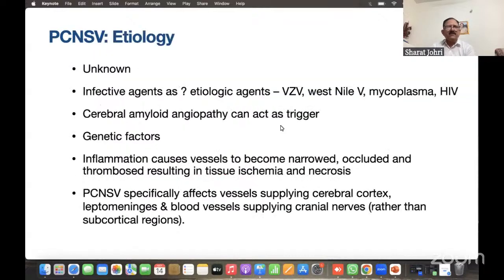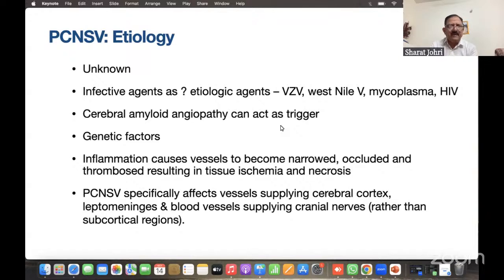What is the etiology? The etiology is basically unknown, but certain infective agents like varicella zoster, West Nile virus, mycoplasma, HIV, and even SARS-CoV-2 have sometimes been implicated. There is some role of cerebral amyloid angiopathy in this, and they say that it can act as a trigger if it is there. There are some genetic factors also, not very well defined. We'll talk a little bit about them.